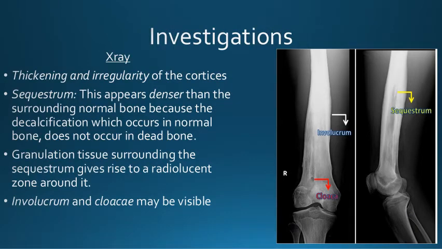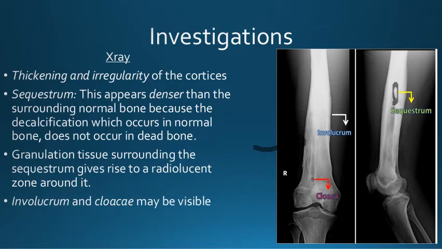Coming to investigation, the most common investigation that we do for chronic osteomyelitis, or the first investigation, will always be an X-ray. So in X-ray, you can see thickening and irregularity of the cortices. You can see here the cortices are thick and irregular. You can see a sequestrum. See this part, the whitish part that you see. This is a sequestrum. Why it is appearing more dense than the surrounding bone is because the decalcification that occurs in normal bone is not happening in the sequestrum, as it is a dead piece of bone. There is no blood supply.